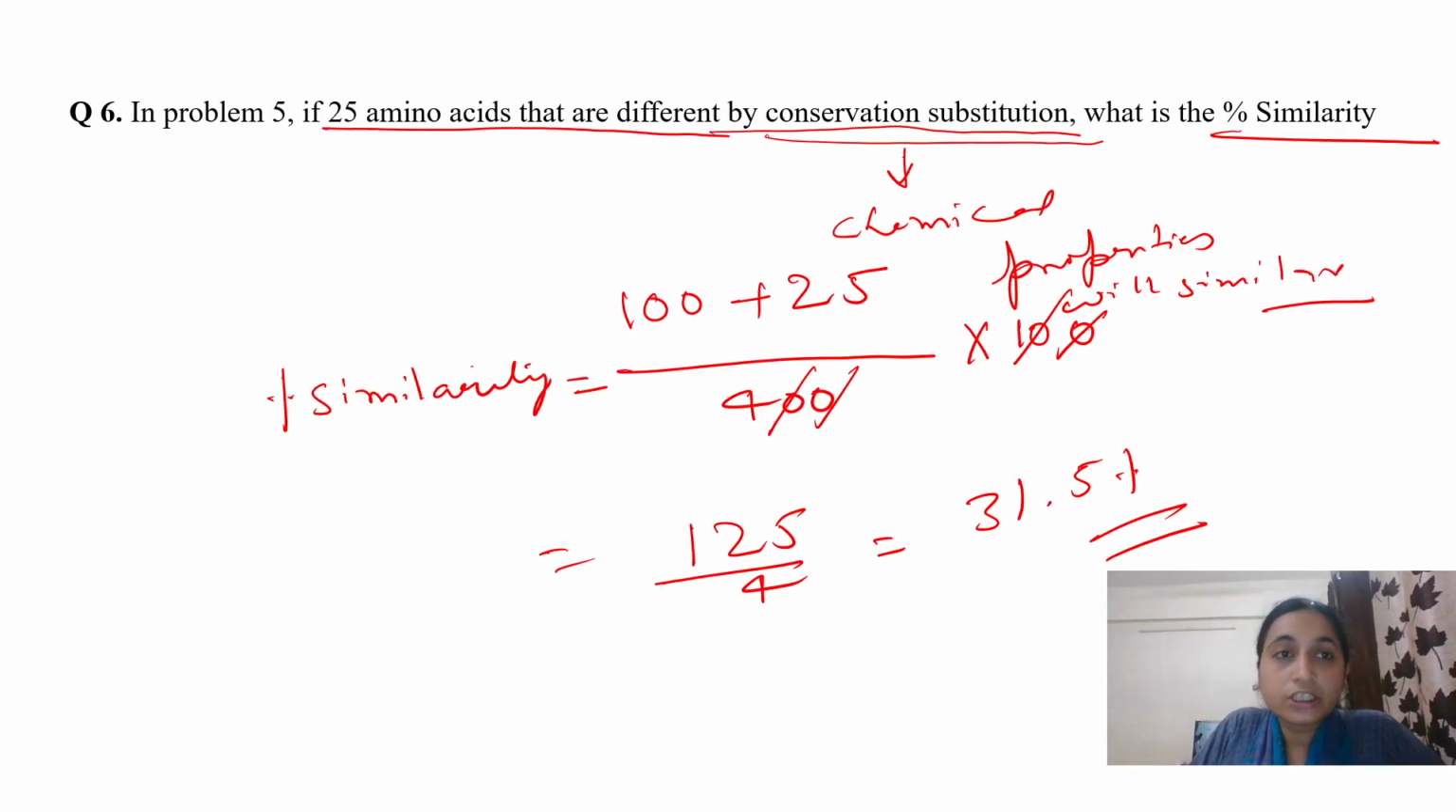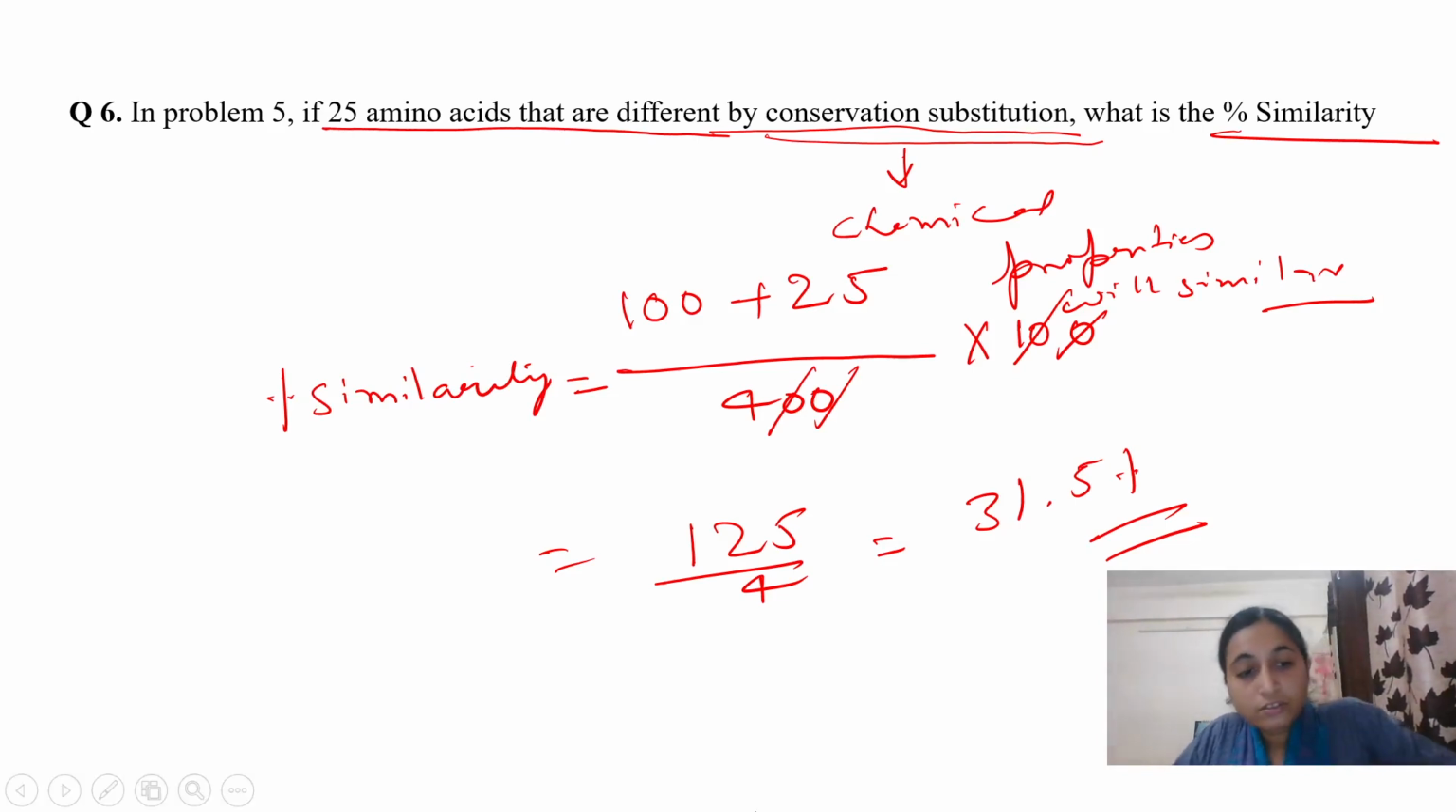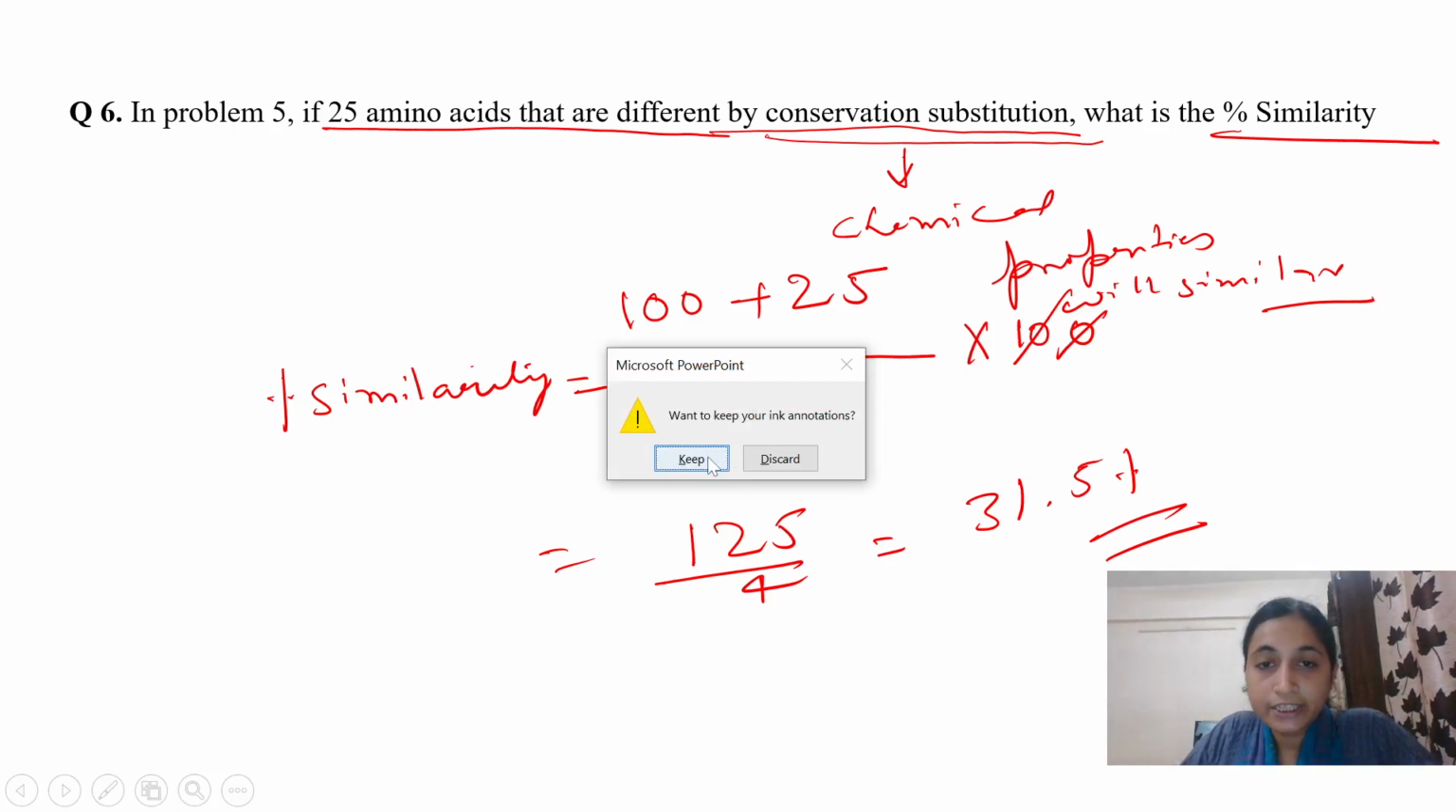And like that, in question 6 they have asked us to calculate percentage similarity. In the previous question, the identical amino acids were given as 100. In this question, they have given 25 amino acids that differ by conservative substitutions. So we just add these 25 amino acids to the similar amino acids, divide by 400, the sequence which has fewer amino acids, multiply by 100, and you will get the answer. So I think you all are okay with this assignment, right?